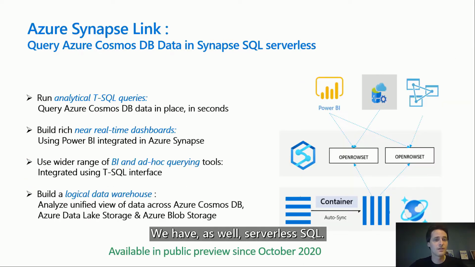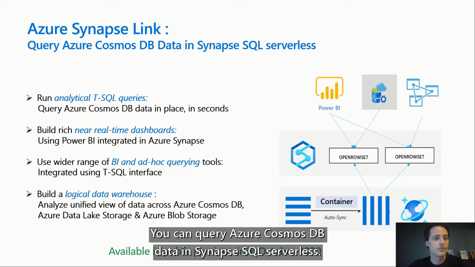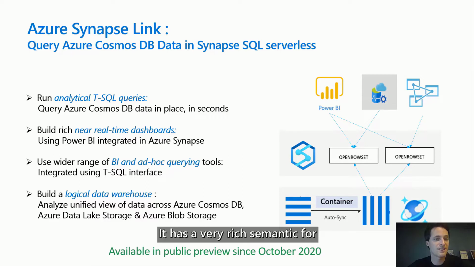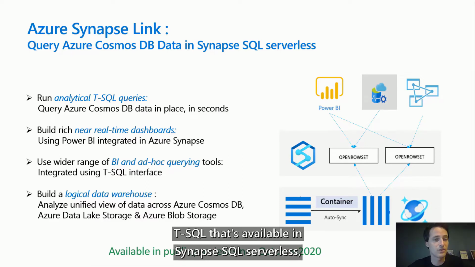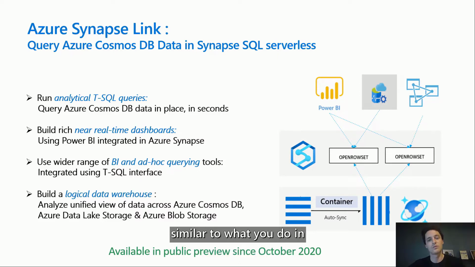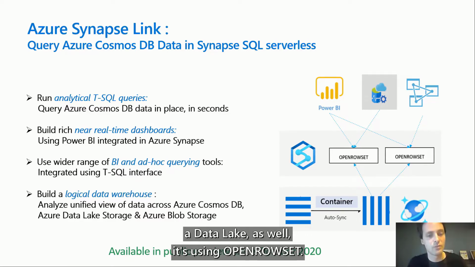We have SQL as well, serverless SQL. You can query Azure Cosmos DB data in Synapse SQL serverless. So what are the 4 scenarios you can do? You can use that to run analytical T-SQL queries. It has very rich semantics for T-SQL available in Synapse SQL serverless, where you can query Cosmos DB in place in seconds. It's using OPENROWSET to connect to Cosmos DB, similar to what you do in a data lake as well.